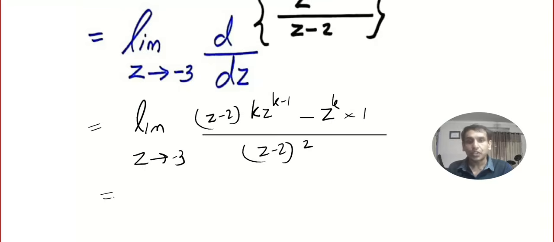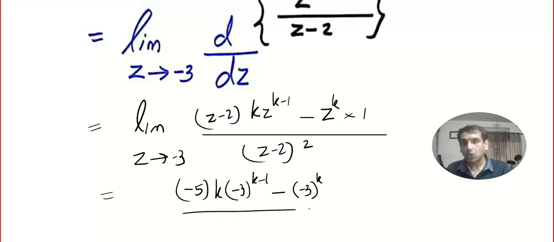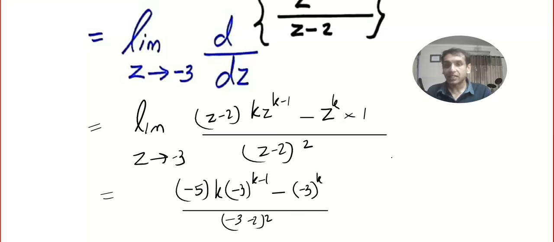And that is going to give me minus 3 minus 2, that will be minus 5 k times minus 3 the whole power k minus 1 minus minus 3 the whole power k, the whole divided by minus 3 minus 2 the whole square, and we are done. Now we have to add the residue, but let me simplify this a little bit.